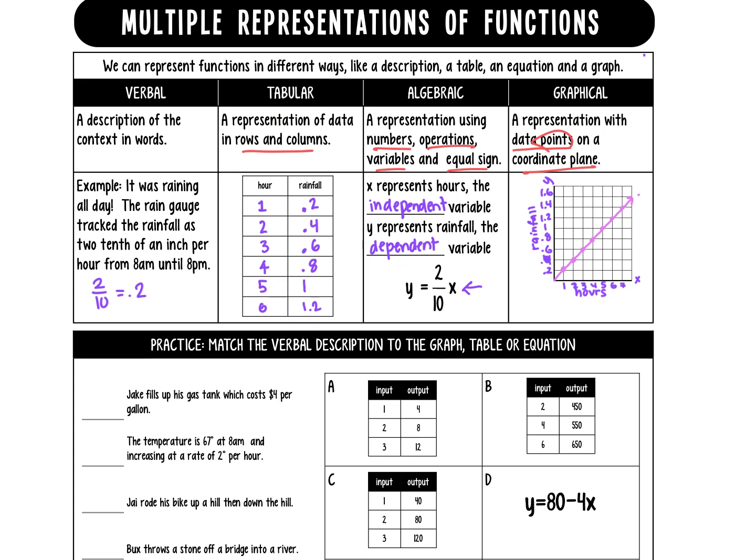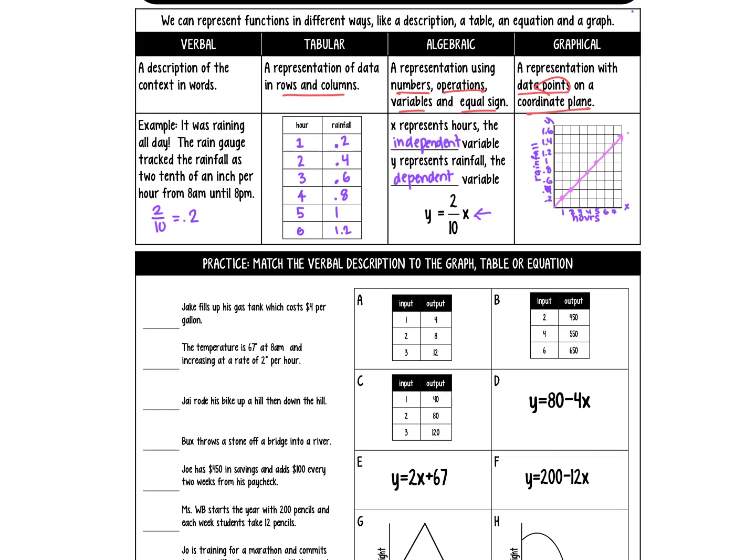Go ahead and try the rest of the practice below and check it with your teacher to see how you did.